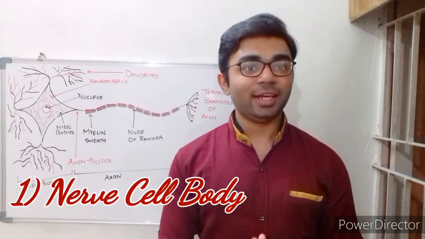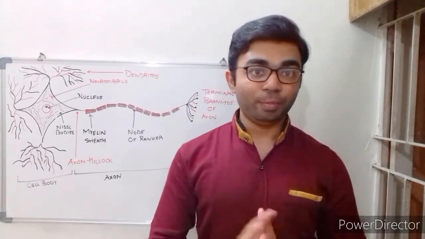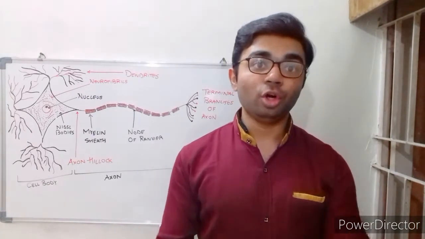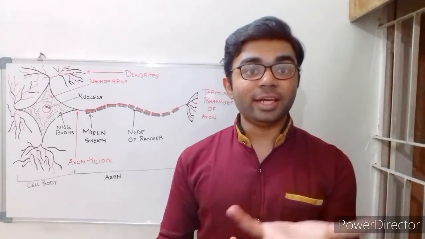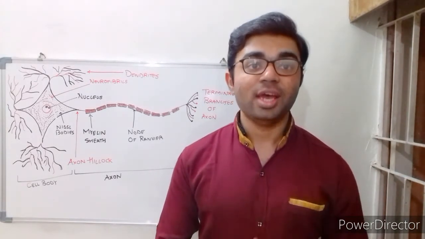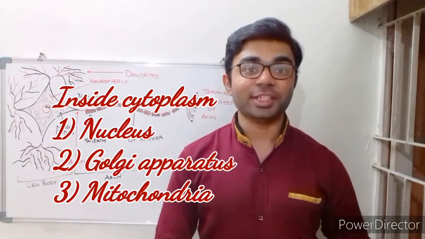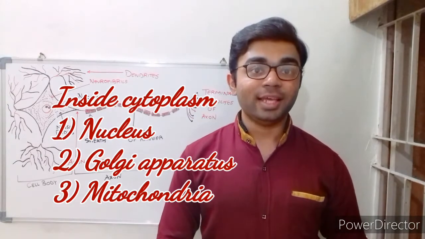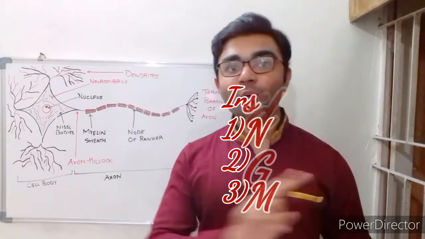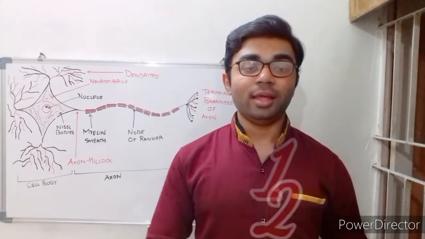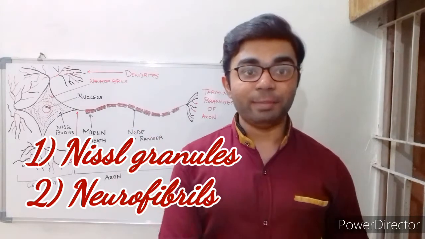If I simplify it, then it is an irregular shaped structure in which cytoplasm is there, or I can say the neuroplasm is there inside the nerve cell body. But this cytoplasm contains many structures. So the first is a large nucleus, as you can see in the diagram, which is placed in the center area. Next thing is Golgi apparatus. Next is mitochondria, and the two important structures, those are Nissl granules or the Nissl bodies and the neurofibrils.